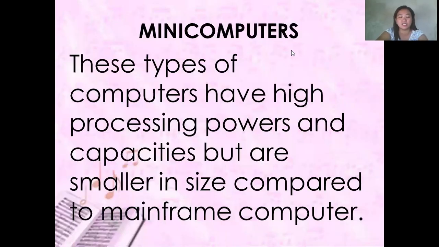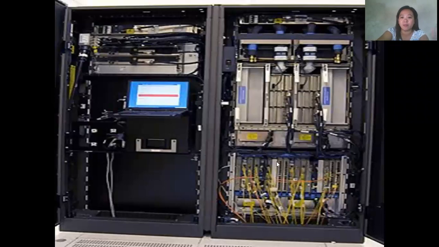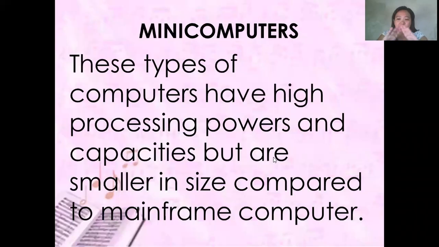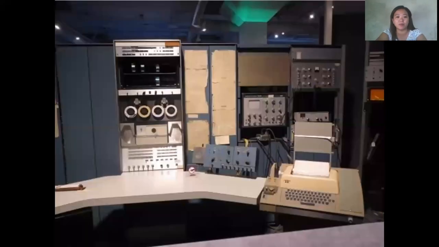And now let's go to our next one, the minicomputers. What are minicomputers? This type of computer has high processing power and capacity, but is smaller in size compared to mainframe computers. So the mainframe is big, right? While the minicomputer is a smaller size of mainframe. So this one.